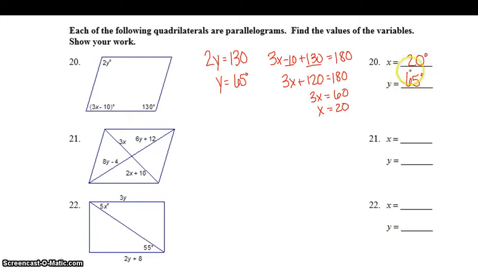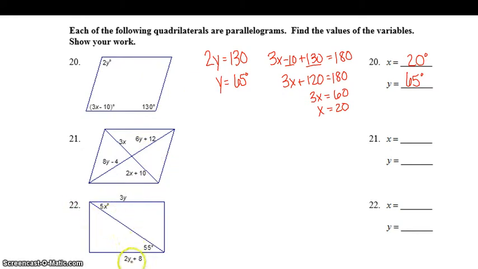There we go. All right, so now on this one, this 3x represents the length from here to here. 2x plus 10 represents the length from here to here. 8y minus 4 represents the length from here to here, and 6y plus 12 represents the length of the segment from here to here. Those are not degrees because they don't have degrees on them. But I'm going to look at 22.